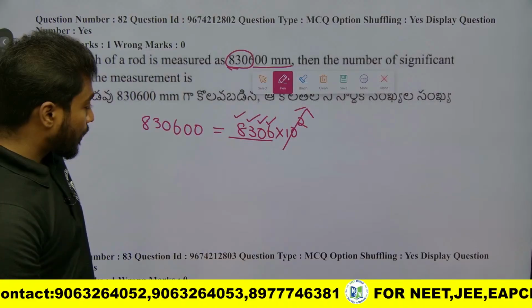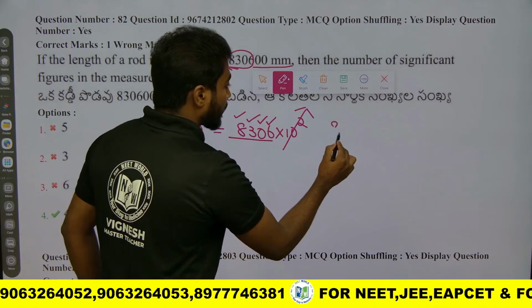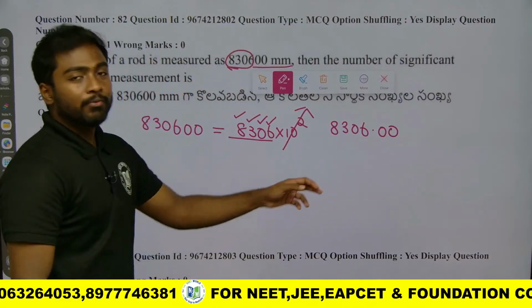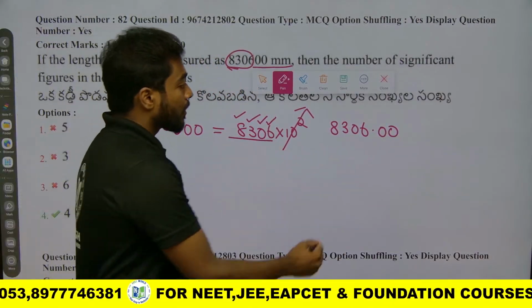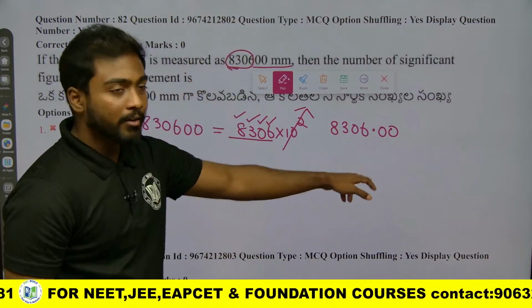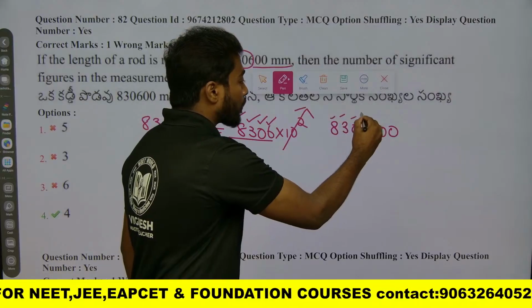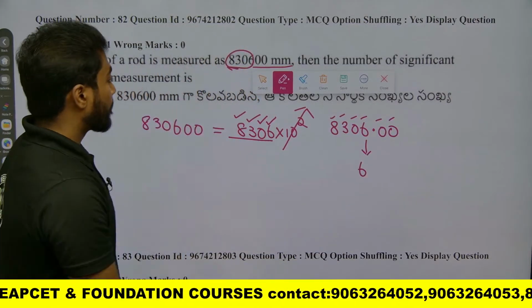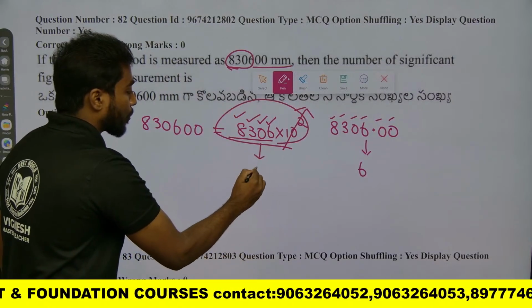Whenever a number is given like 8306.00, now if they are asking the significant figures, I should count the zeros after the decimal also, then 1, 2, 3, 4, 5, 6. For this the significant figures are 6, but for the earlier case it is only 4.